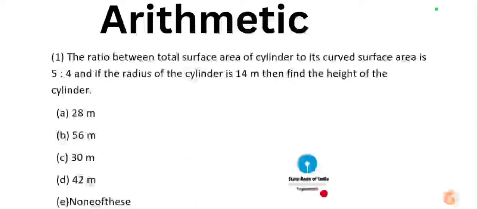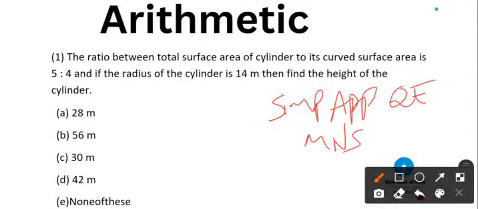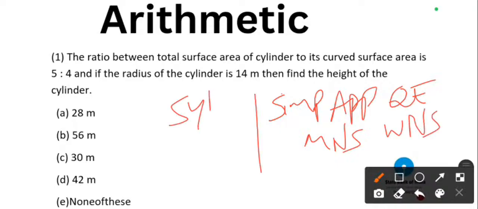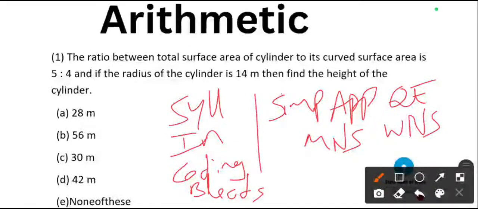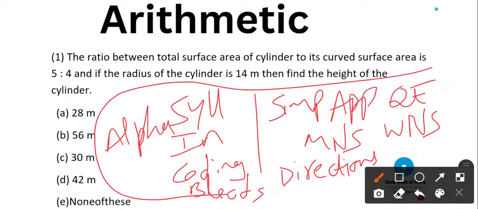In the morning session, we have seen simplifications, approximations, quadratic equations, missing number series, wrong number series, and for reasoning, we see syllogisms and inequalities, coding, decoding, blood relation questions, directions, and alphanumeric series. We have seen all these contents in today morning session.